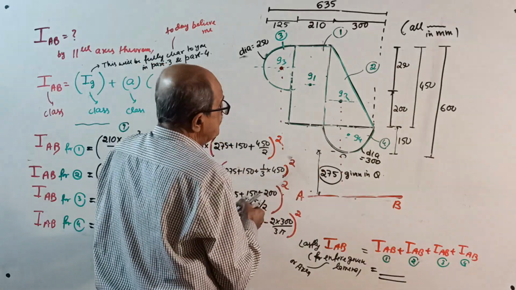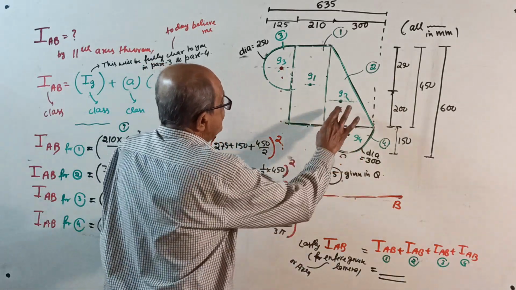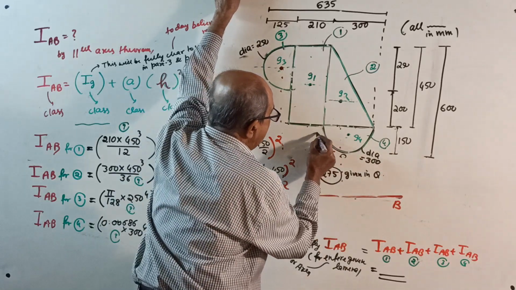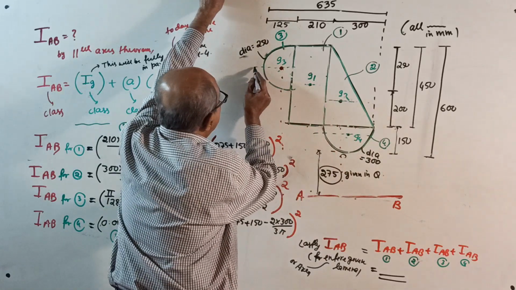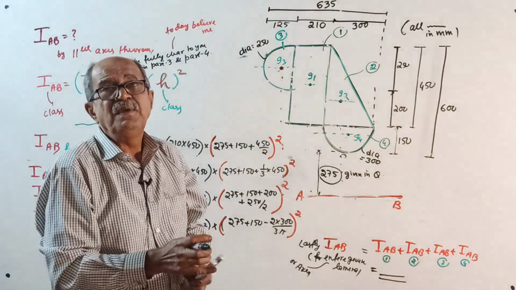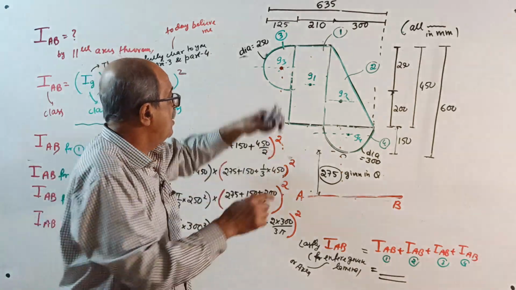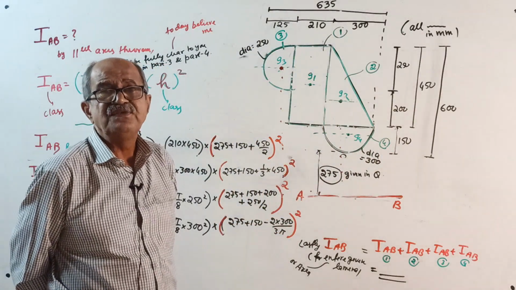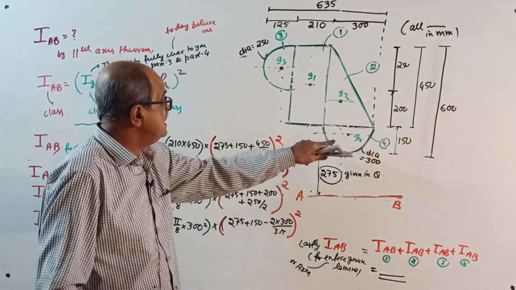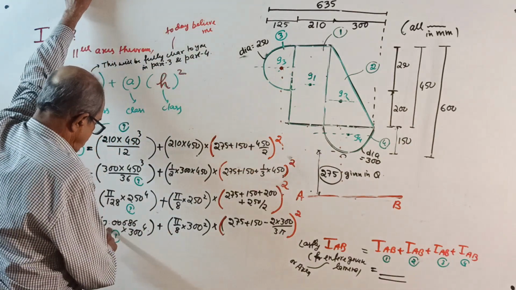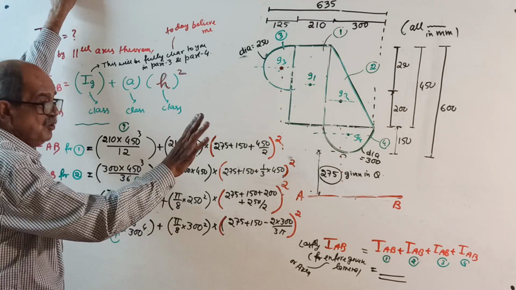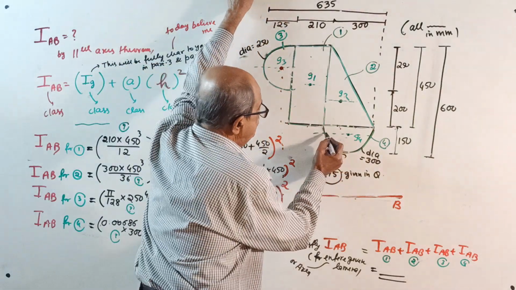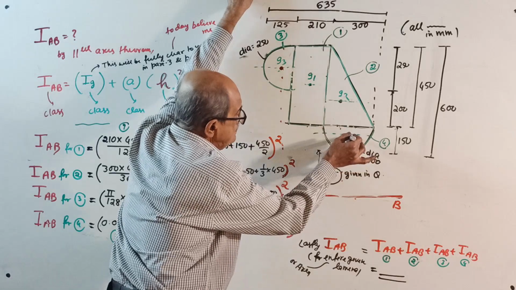Lastly come to figure number 4 here. First, an axis passing through its own centroid and parallel to AB somewhere here. For a semicircle, this axis I is pi by 128 diameter power 4, but about this axis the moment of inertia is 0.00686 diameter power 4. It will come in part 3 and 4. Believe me today. 0.00686 into 300 power 4 is I about this axis, plus area into this distance square.